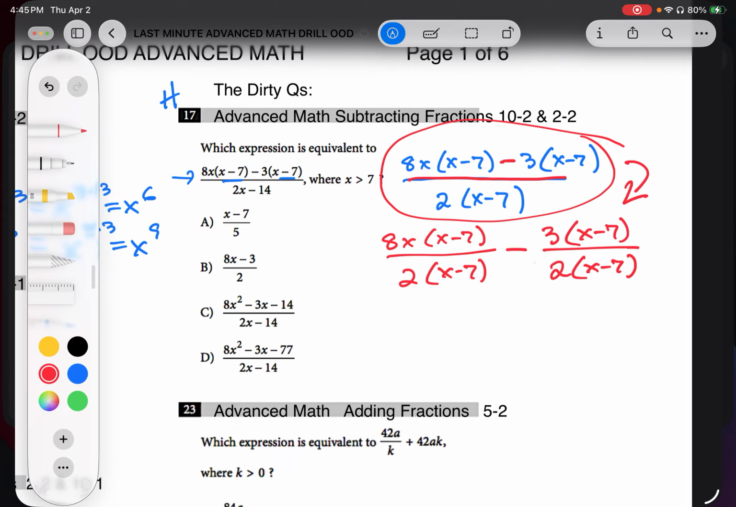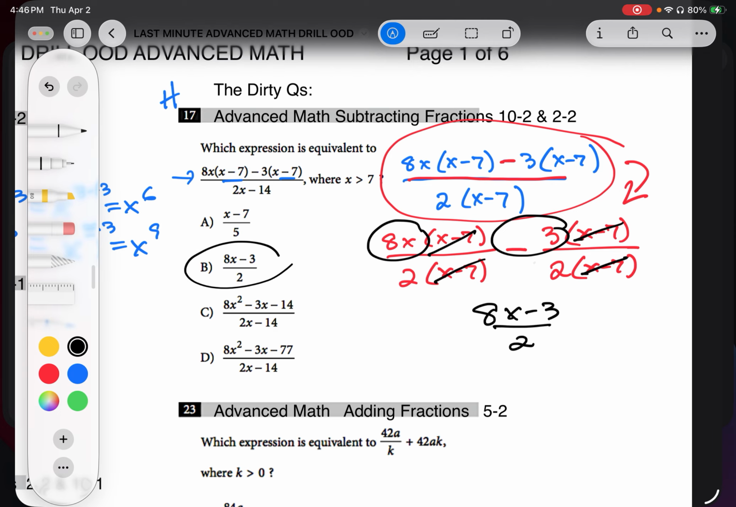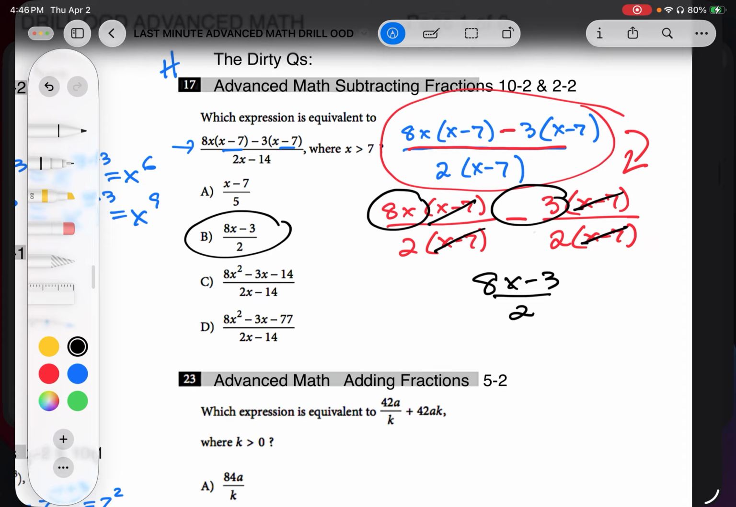If I have this, couldn't I just cancel the x minus 7 over x minus 7? Yep, I certainly can. So what am I going to be left with? I'm going to be left with 8x minus 3 all over 2. And that's the answer to your question. Ain't that slick, right? It's a hard question. Why? Because students have forgotten some of the basic principles of maneuvering through these mechanics. That's really it. So practice with this, especially this type of question. I bet money you're going to see it in the next test.